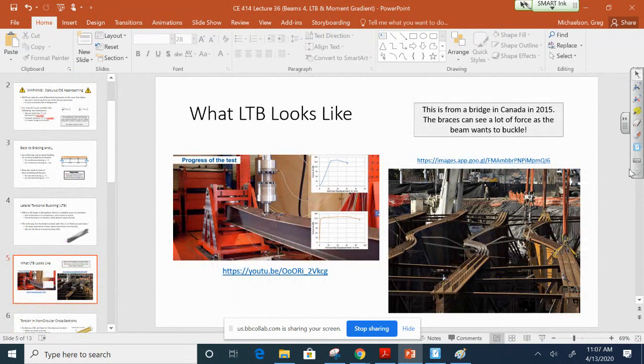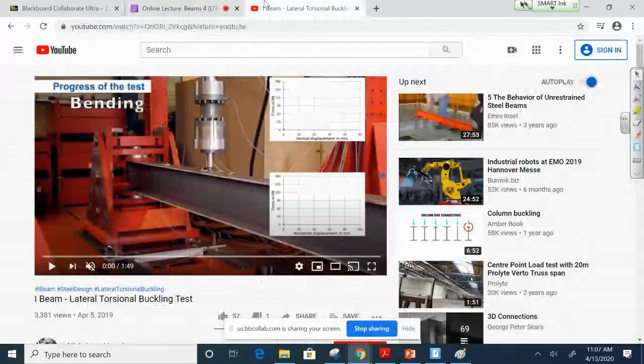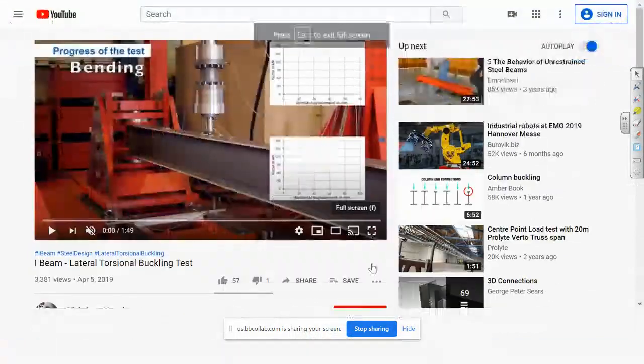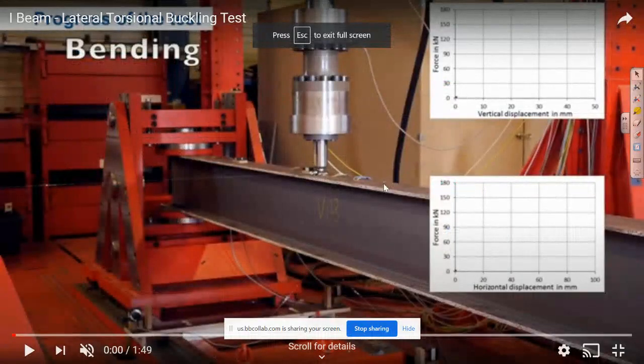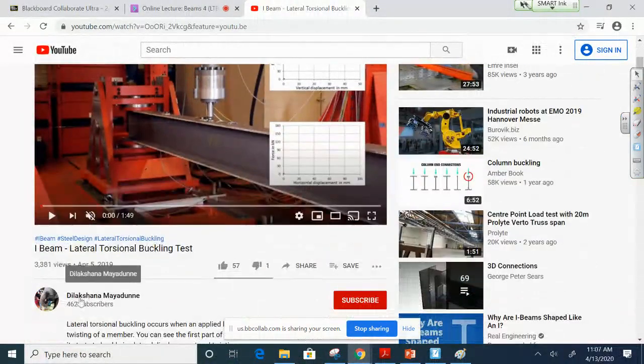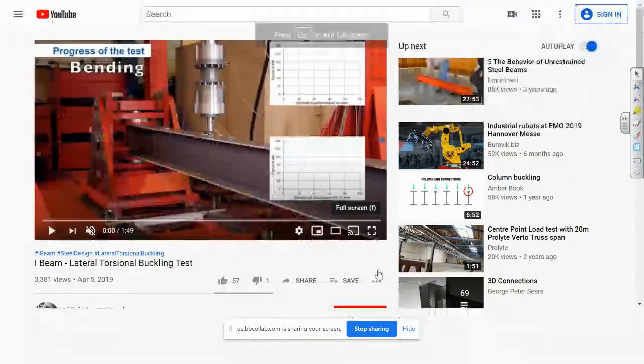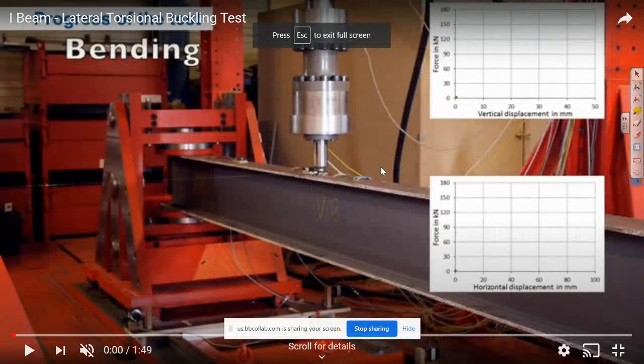I know that because we're at a distance, it can be kind of hard to visualize this. So the first thing I want to do is pull up a video. I found a video on the web that I thought was a pretty good view of a lateral torsional buckle experience. I don't know who the user is. I probably can't pronounce the name, but I want to give credit to them for posting this, because it is a really good illustration of LTB.